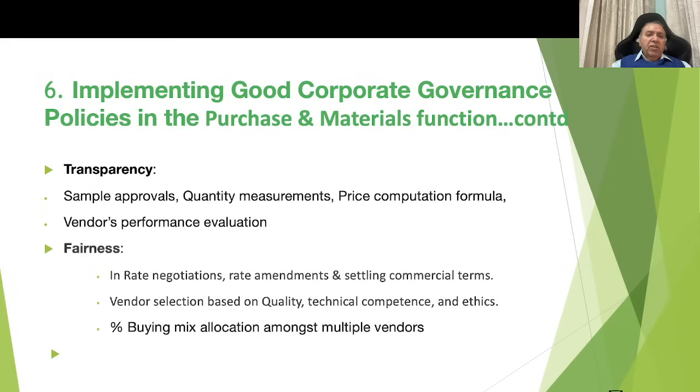Transparency. This includes sample approval, particularly in the context of regular production, quantity measurements, price competition formulas, vendors' performance evaluation. And fairness in rate negotiation, rate amendments, and settling commercial terms. Vendor selection based on quality, technical competences, and ethics, and percentage buying mix allocation amongst the multiple vendors to ensure fairness. Of course, here again, just repeating that the confidential working for the pricing is not to be shared with the outside, with the vendors.